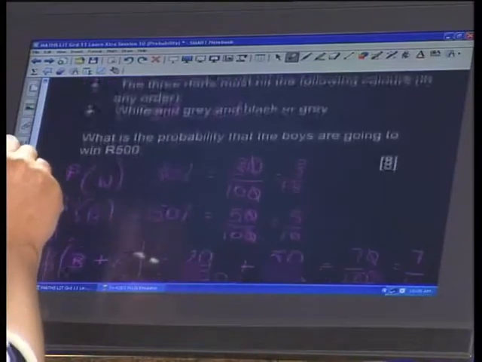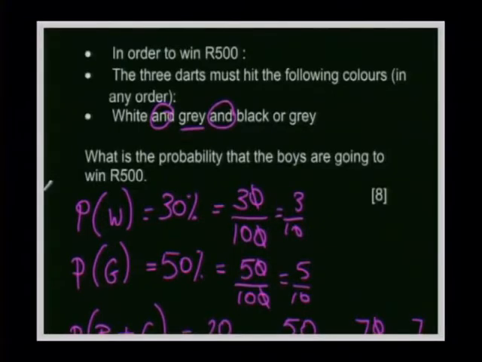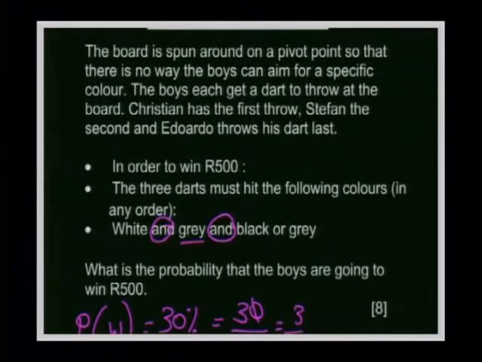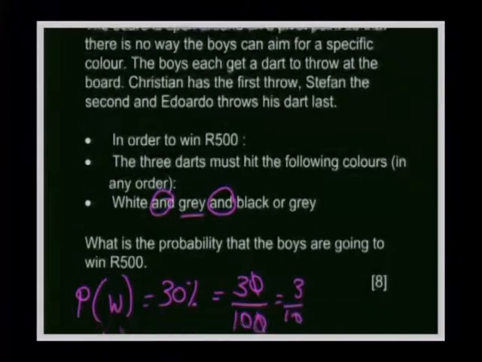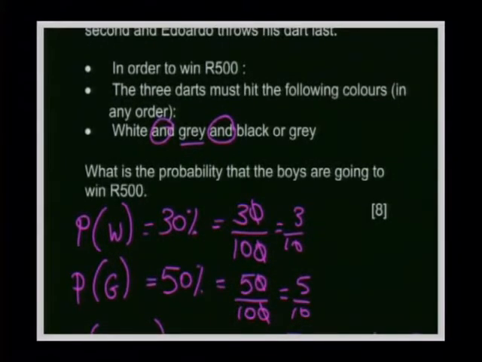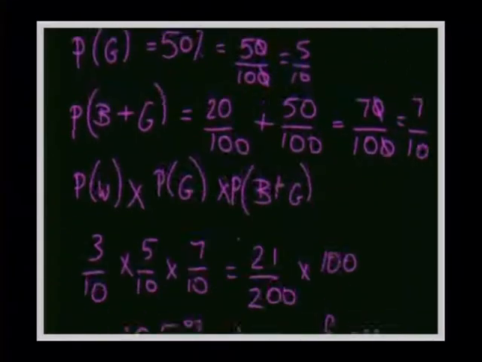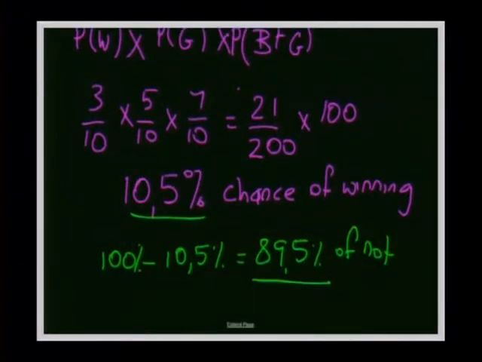So now let's see if we've checked, have we actually answered the question? Go back and check. And remember, I keep telling you, go back and reread the question. Make sure you have answered exactly what they are asking you. So I'm going to read this from the beginning. So it tells me about the board, okay? Then in order for them to win 500, there are 3 darts. They must hit the following colors in any order. So white and grey and black or grey. So what is the probability that the boys are going to win 500 Rand? Well, the probability we have calculated is a 10.5% chance that they will win the 500 Rand.